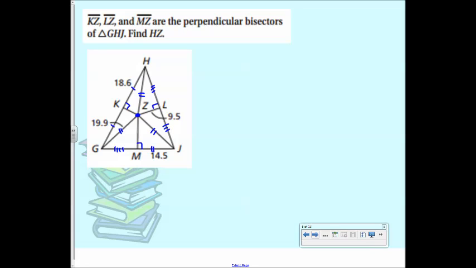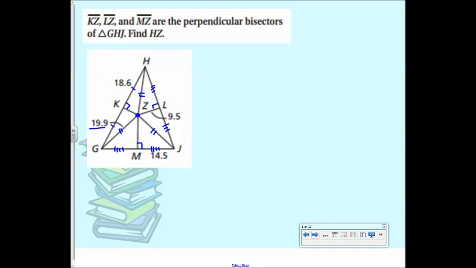All right, so the question says find HZ. So what would HZ be? HZ is congruent to which other ones? GZ and JZ. Do any of those have a measure on them? Yeah, GZ is 19.9, so HZ must also be 19.9.